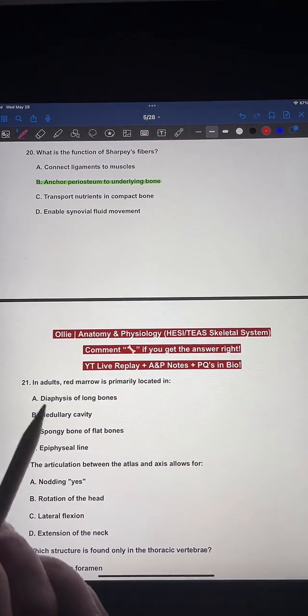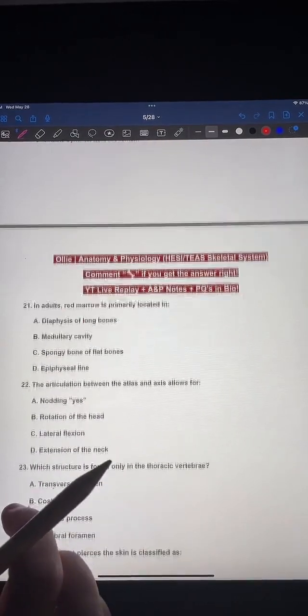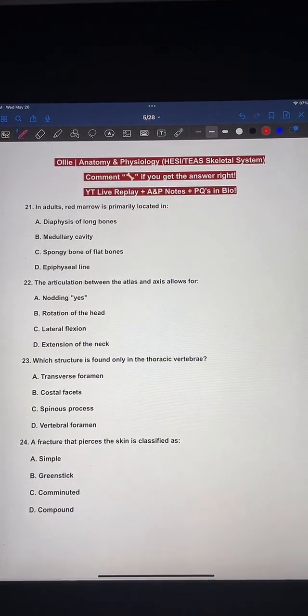Number 21, in adults, red marrow is primarily located in where? Where is red marrow primarily located?